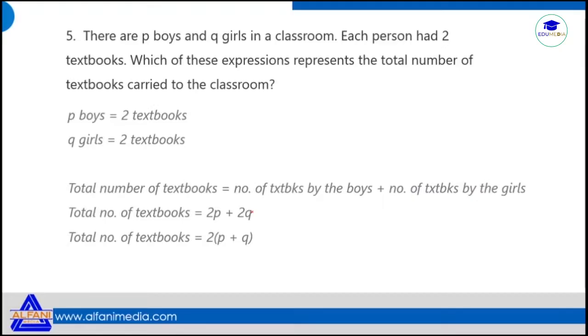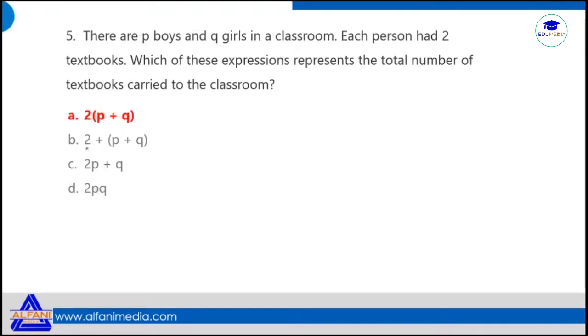P, and then the girls is Q. So we have that, plus the total number of books carried by the girls. So the total number of textbooks is 2. When we factor out 2, that's the common item here, then we get 2P plus Q. So 2 into bracket P plus Q. So that is our answer here.